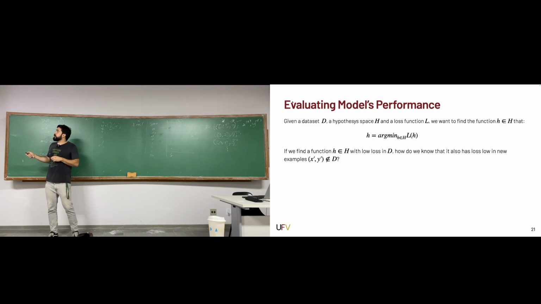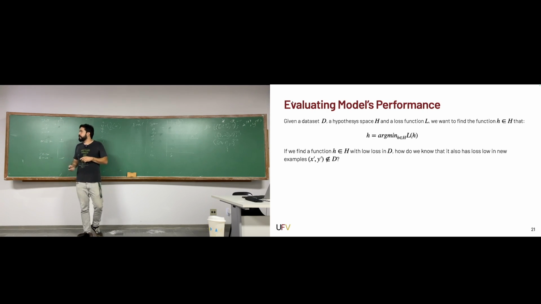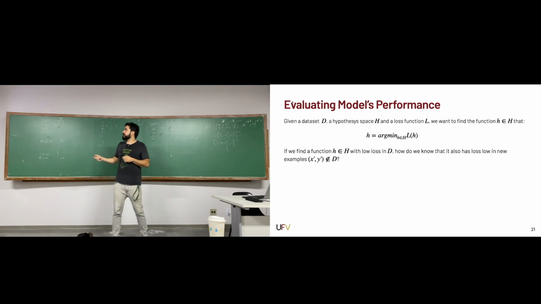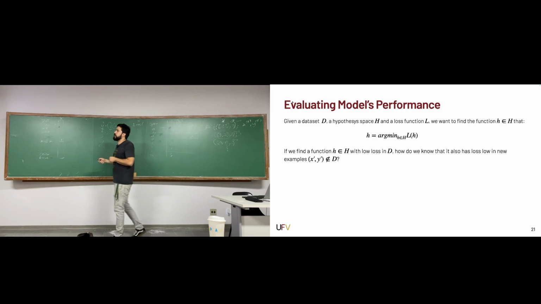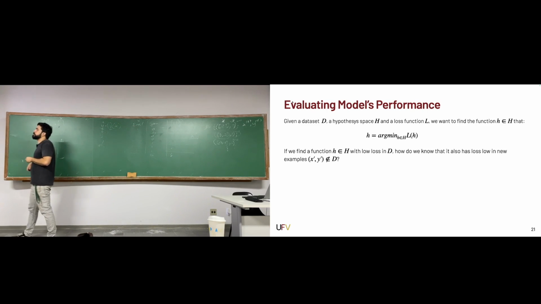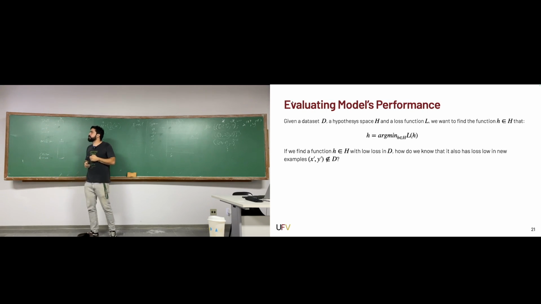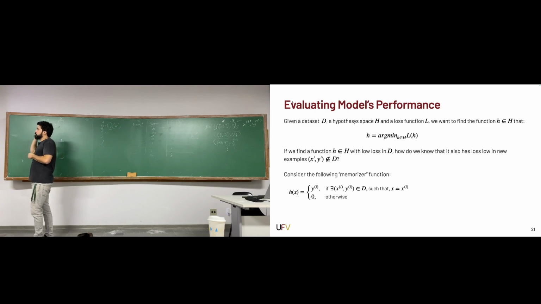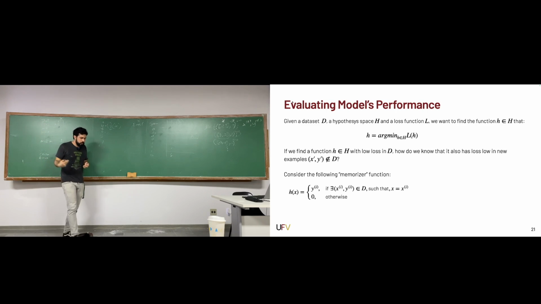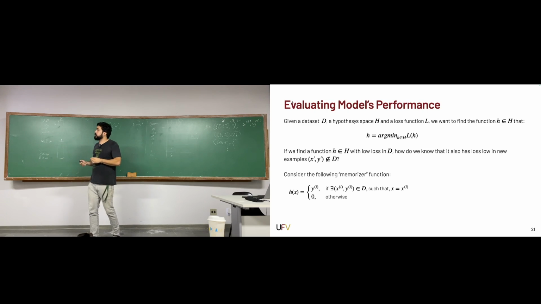The problem is, if we find a function h with low loss in D, how do we know that it also has low loss in new or unseen examples, x prime, y prime, that are not in D? That's a very fair question to raise. So let's think about this for a minute. Consider the following memorizer function, and this is a valid function. Might not be a very good one, but it's a valid function.